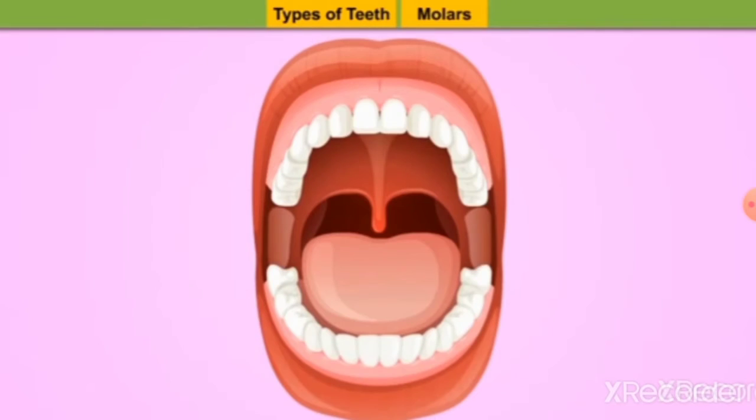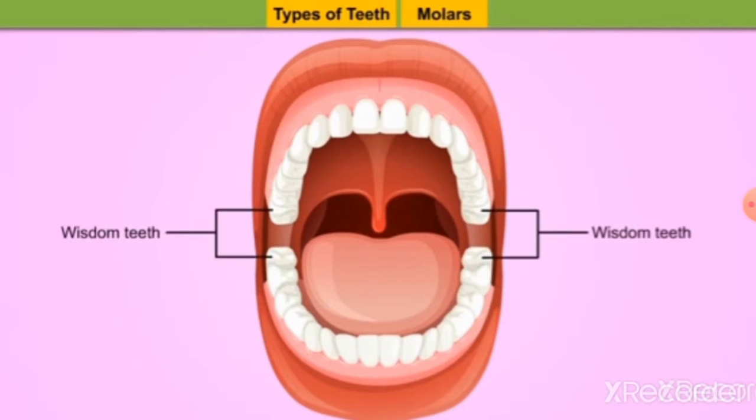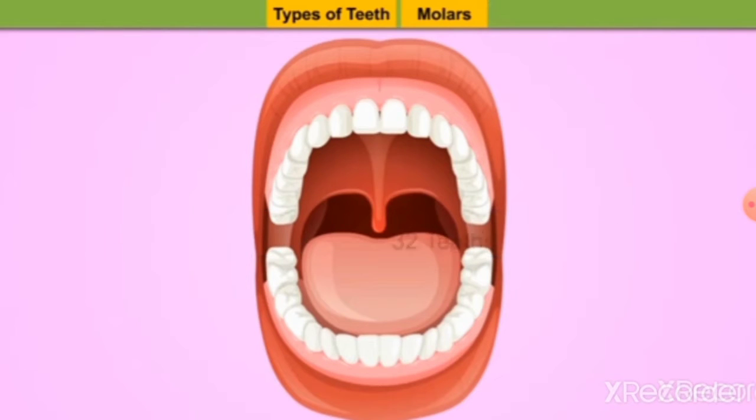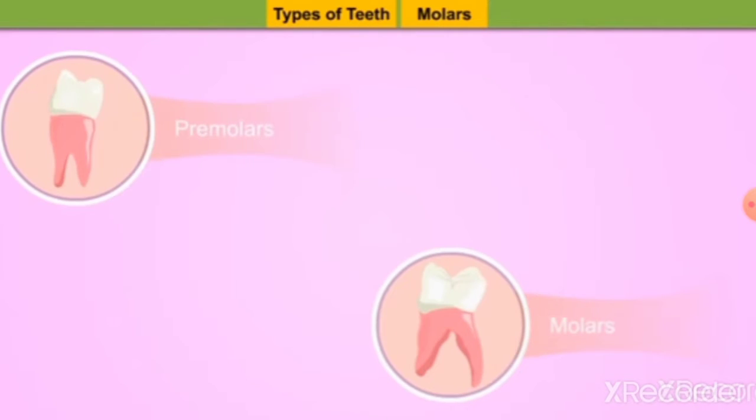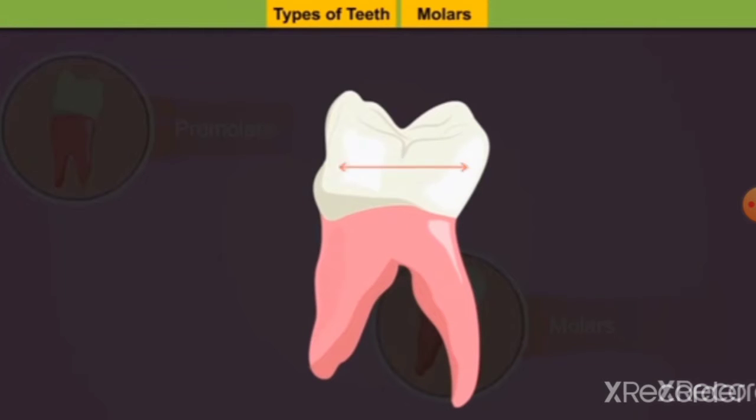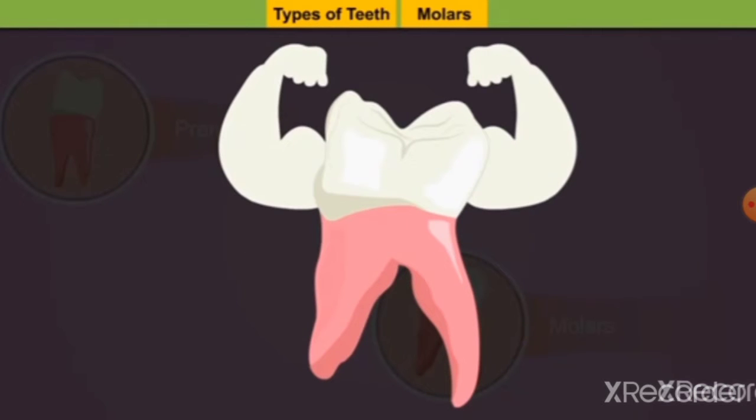Molars. Molars are present at the farthest end in each jaw. They are the last to appear in the permanent set of teeth. Most adults grow a pair of wisdom teeth in each jaw, which complete the set of 32 teeth. Molars are similar to premolars in shape and function, but the difference is they are wider and stronger than them.